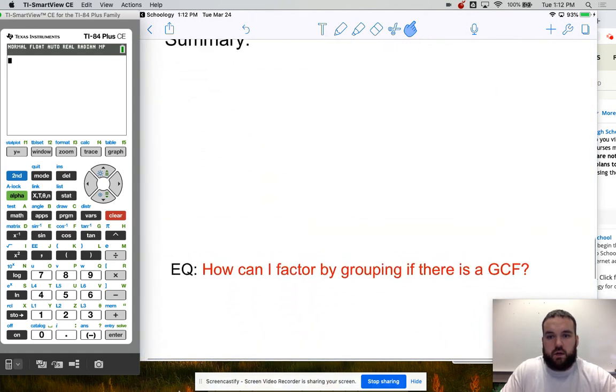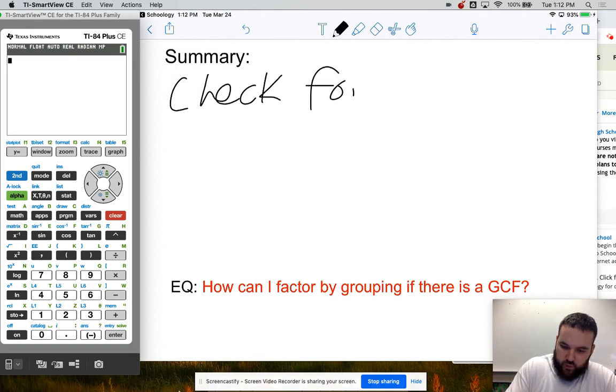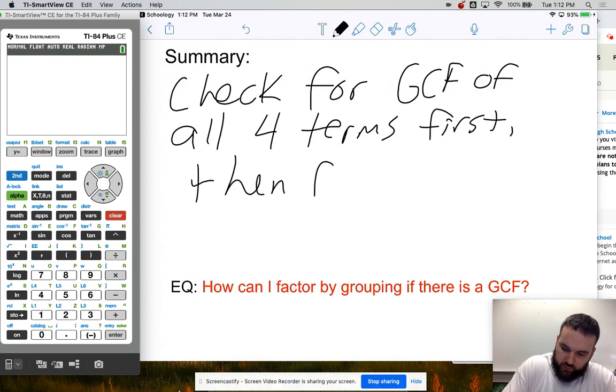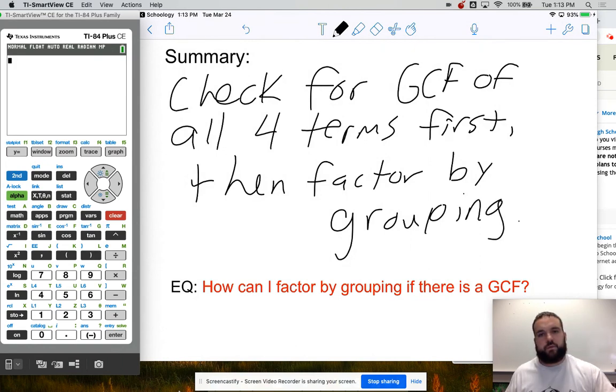Summary: how can I factor by grouping if there's a GCF? Check for a GCF of all 4 terms first, then factor by grouping. And we're done. So we've got 2 more sections and then we'll wrap up chapter 8.